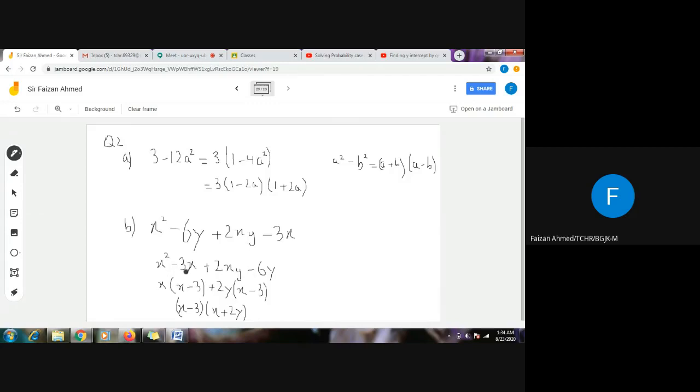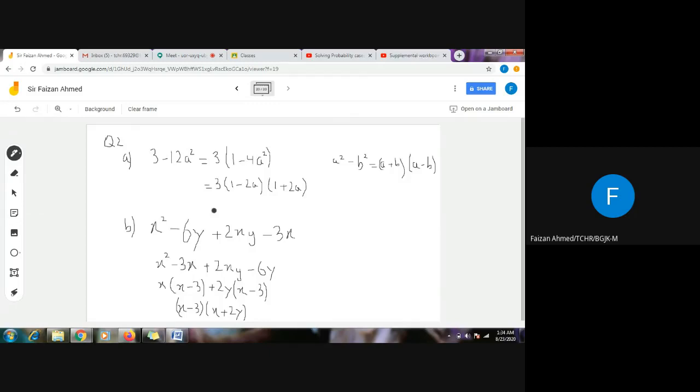Now I will take x as common from these two. Inside the bracket there is x minus 3y, and then I will take plus 2y common, and then the bracket will again be x minus 3y. Since the two brackets are the same, I can take x minus 3y as common, and the remaining will be x plus 2y.